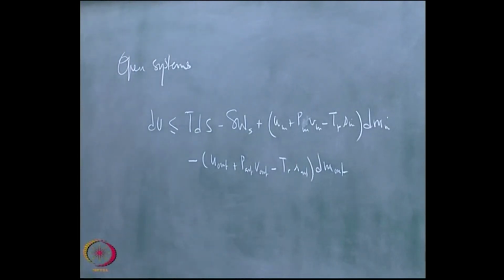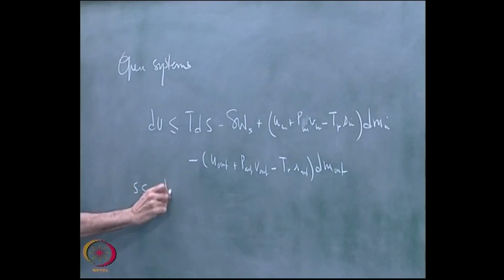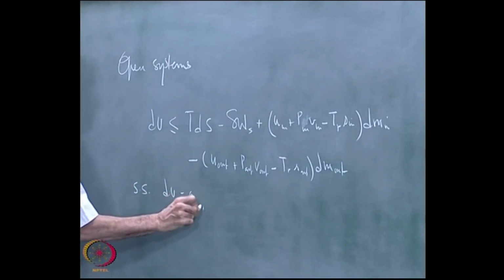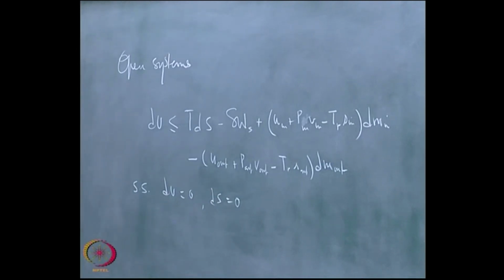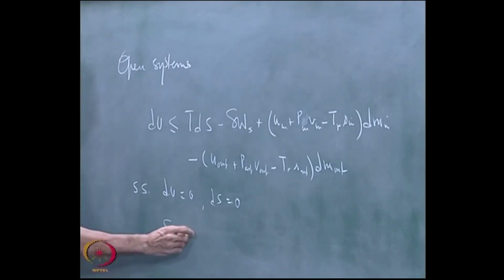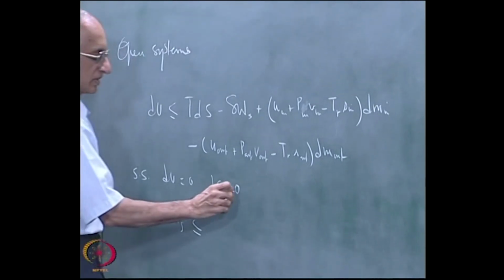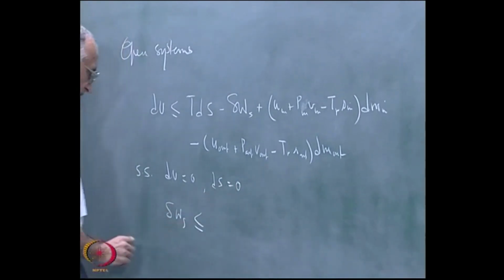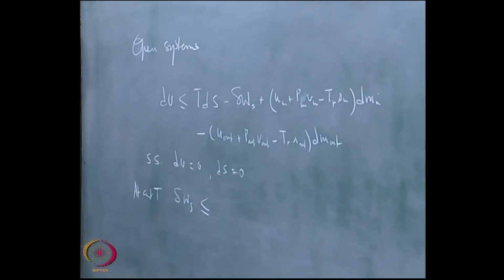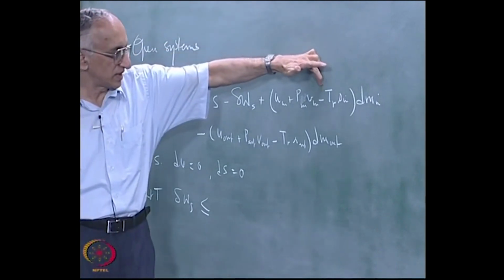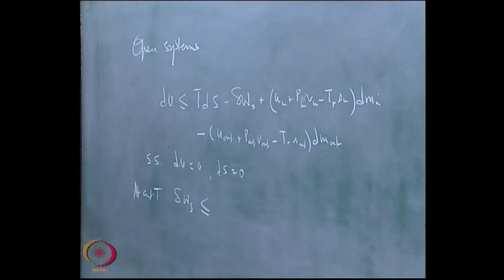I just want to complete one small statement. At steady state, du is equal to 0, ds is equal to 0. So you can rewrite this as delta Ws is less than or equal to, say at constant T, delta Ws is less than or equal to, with the T reservoir becoming Tn equals T.